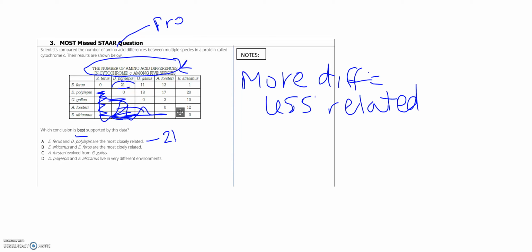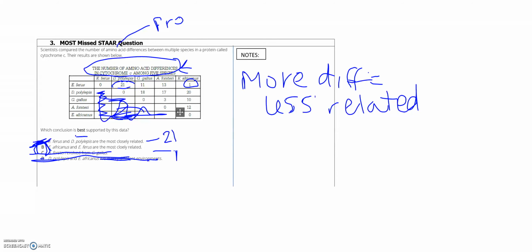Next one, it says Africanus and Ferris are the most closely related. So I'm going to look at their number. Ooh. They only have 1 difference. That might be possible. So I'm going to cross out A because we know that that's wrong. Now, it's not telling us anything about evolution, like if they evolved from each other. It's just telling us about relatedness. So we're going to take out C because that couldn't be the answer. And this also is telling us about DNA. It's not telling us about their environment. So we're also going to cross out D. So then our only answer we have left is going to be B. That's how I work through those STAAR questions.